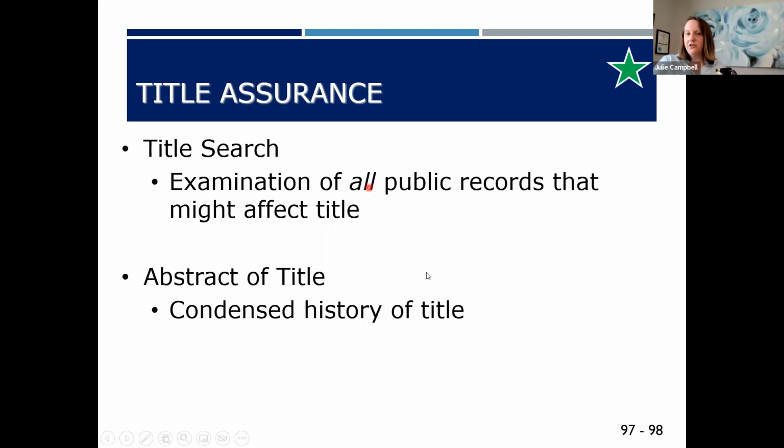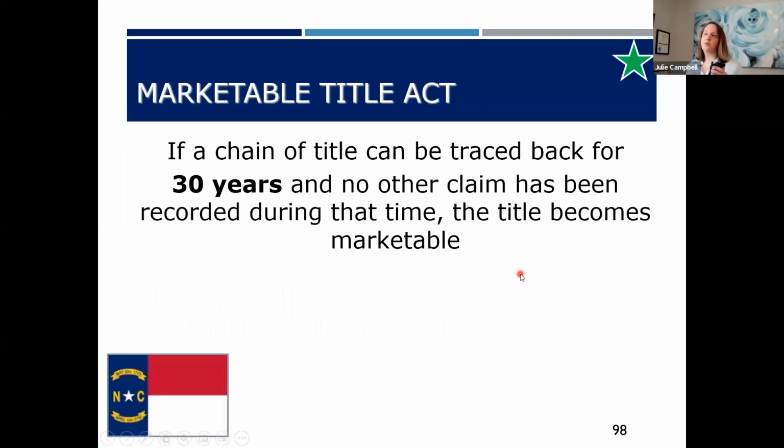In North Carolina, attorneys have something called the Marketable Title Act. And basically what the Marketable Title Act says is that if we can follow the chain of title, if we can trace it back for 30 years and have no issues, then we can claim it marketable. If within that 30 years we find a kink in the chain or we find an issue, the attorney may probably go back more than 30 years. But basically in North Carolina, if we can go 30 years without any kinks or blemishes on the title, the attorney can claim it marketable.